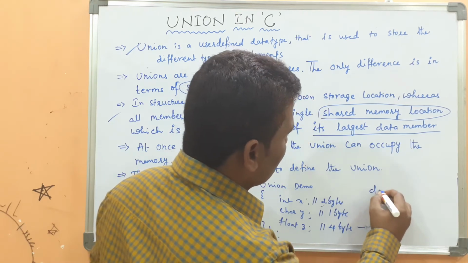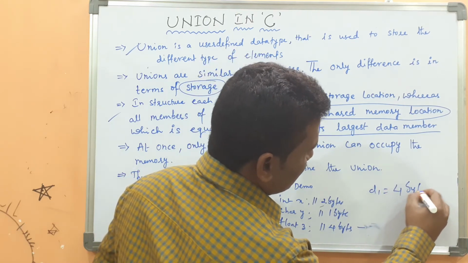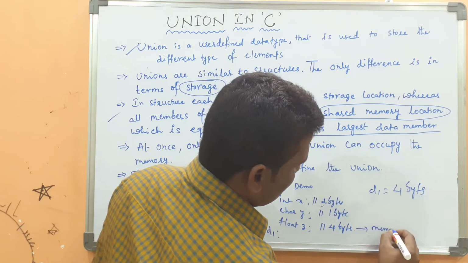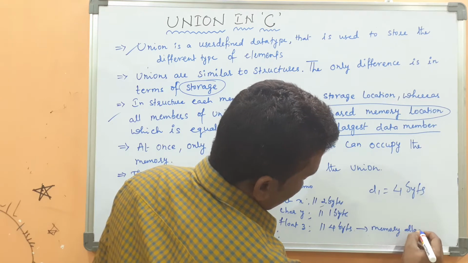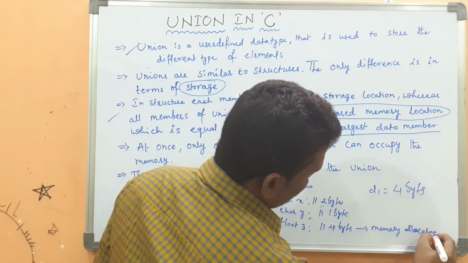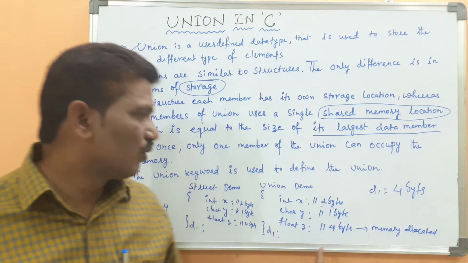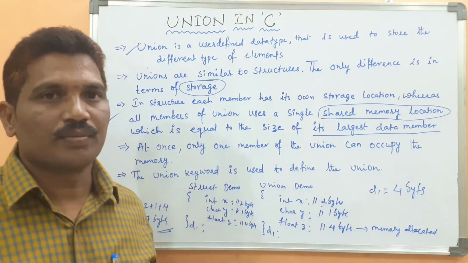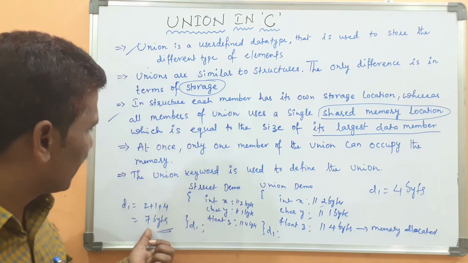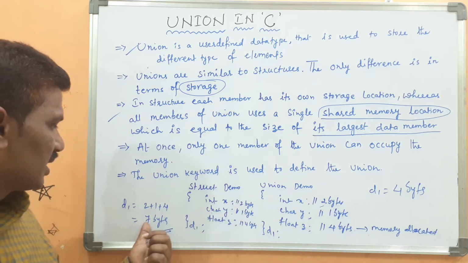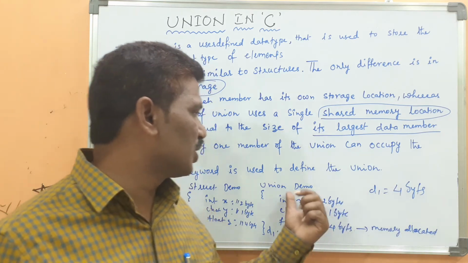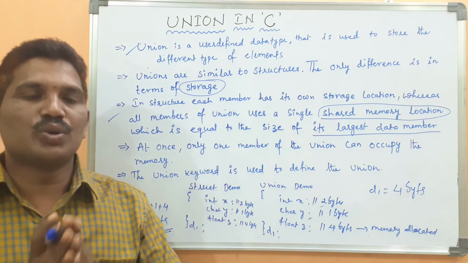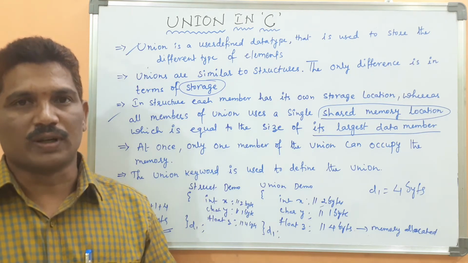What is d1 equal to? 4 bytes. Memory is allocated to only 4 bytes of the union. Because in case of this one, how many bytes? What is the size of the structure? T1 is 7 bytes. The size of the union is 4 bytes. Okay, by using the union you can save the memory.